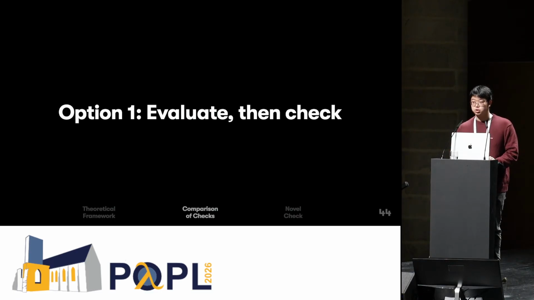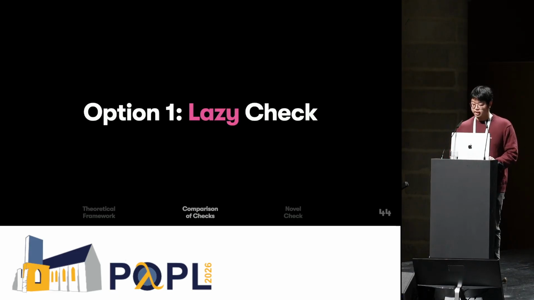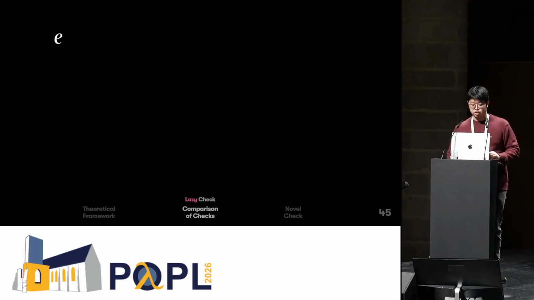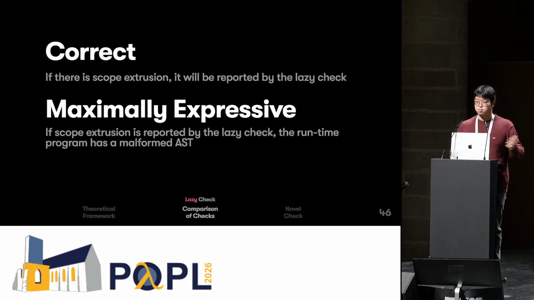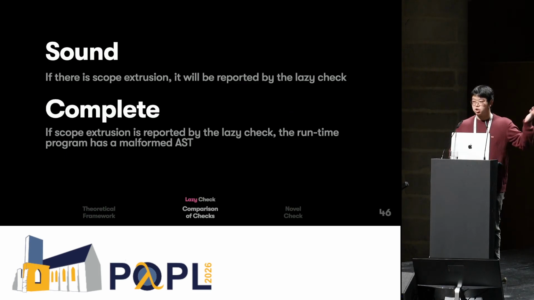The first option is to evaluate all the way until the end and then perform checking. We call this the lazy check. So let's see how it works. We start off with a lambda code expression that we elaborate into a lambda AST term, which we can then run until completion. At the very end, we check the normal form that we get to make sure that it doesn't have free variables. This is a really simple approach, and it's really good in some ways. We say it's correct and it's maximally expressive. These are technical terms that, if you're familiar with static analysis, correspond to soundness and completeness.